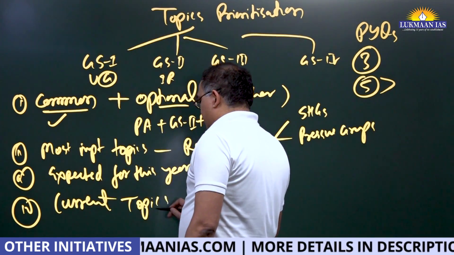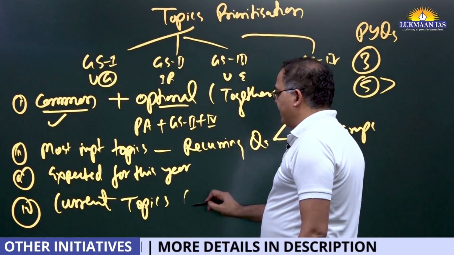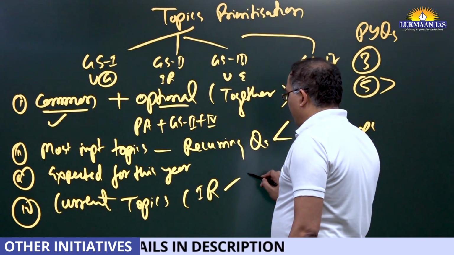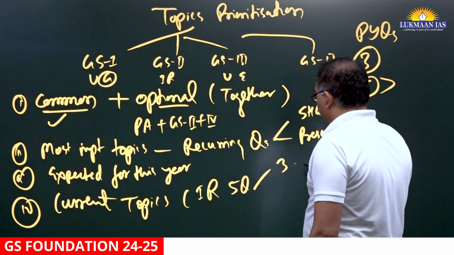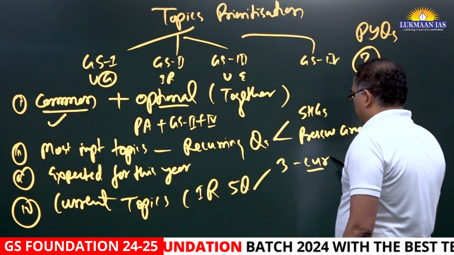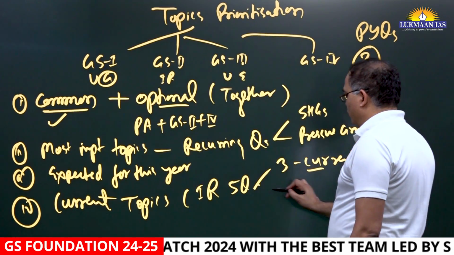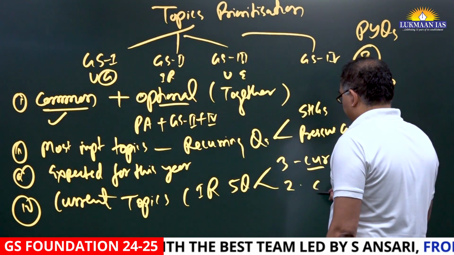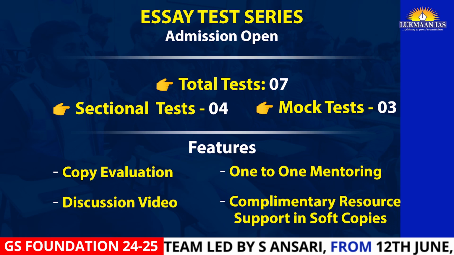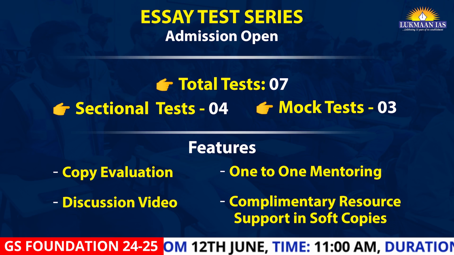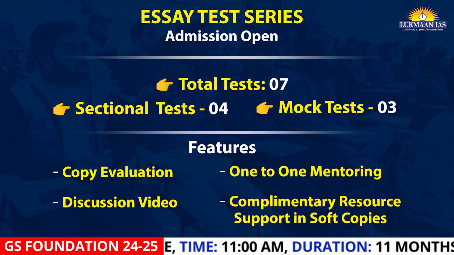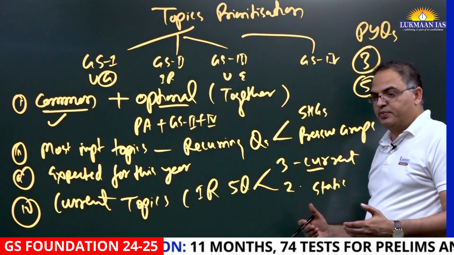If you take IR, there are 5 questions. In 5 questions, 3 are current and 2 can be a bit static. So if you get that insight into your strategy, this strategy and analysis is very important.